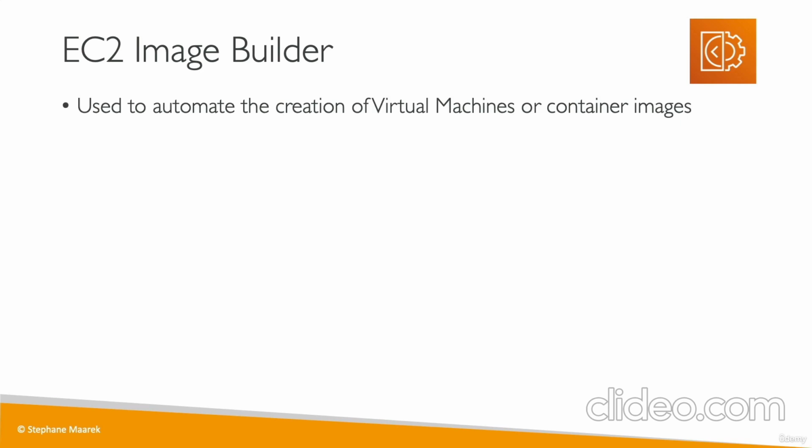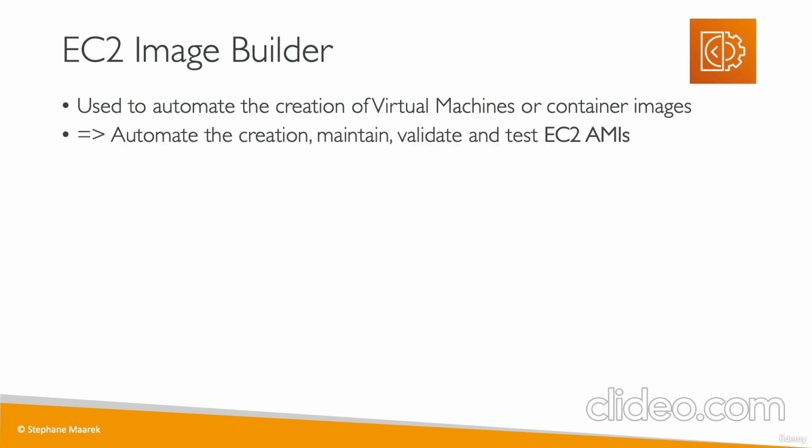Okay, so let's talk about a new service that I really like and that does come up in the exam now. It is called EC2 Image Builder. It is used to automate the creation of virtual machines or container images. Concretely, what does that mean for the exam? That means that with EC2 Image Builder, you're going to be able to automate the creation, maintenance, validation, and testing of AMIs for EC2 instances. So let's have a look at a diagram to see how that works in detail.